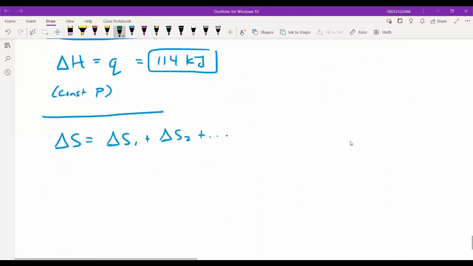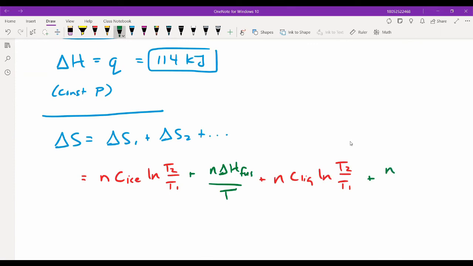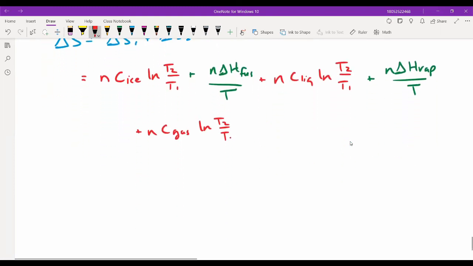We have first a temperature change, so it's going to be n C of ice, ln T2 over T1. Then it's going to be fusion, so we do n delta H fusion over the temperature. And it's going to be n C of liquid, ln T2 over T1. And it's going to be the vaporization, so n delta H vap over T. And lastly, n C of gas, ln T2 over T1. And now again, we just plug things in and watch the units.